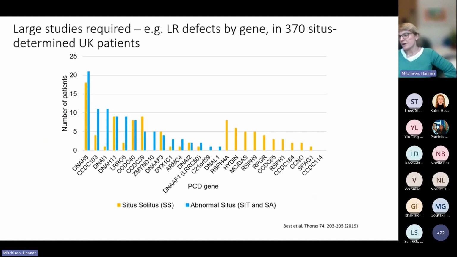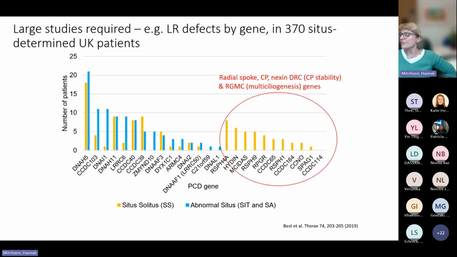Myrona mentioned that a whole bunch of genes are not related to laterality. They don't cause laterality defects because they don't affect the node cilia. So these are really nicely clear. And my point in showing this study from Best et al. is just to reiterate that large studies are required. There are so many genes and multiple mutations in PCD. We really need large studies, and this probably isn't large anymore, but at the time in 2019, 370 patients with their situs having actually been determined, it's quite large. And then it's really clear cut. You can see exactly which genes are not associated with abnormal situs.